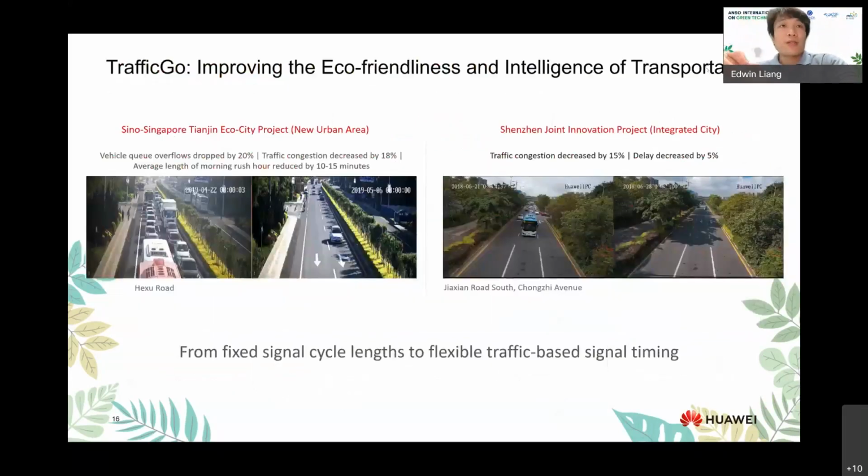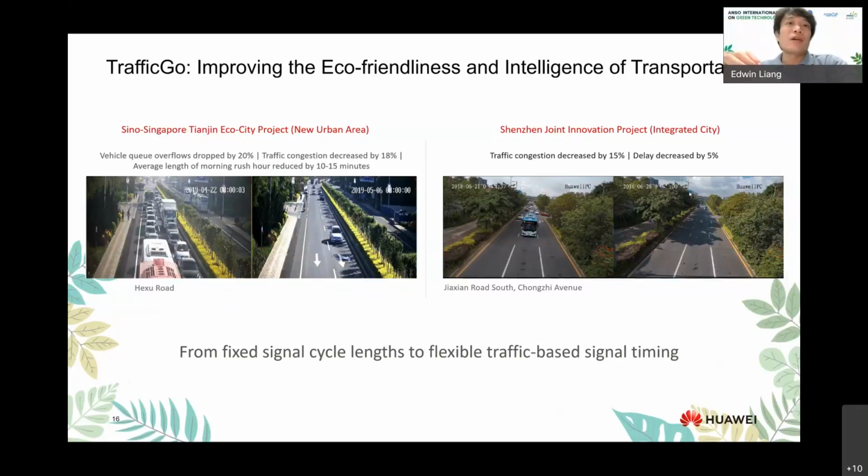The first one is the traffic goal. By improving the eco-friendliness and intelligence of transportation, we are able to not only monitor real-time traffic congestion, but also control the traffic lights based on the real-time traffic situation. And by doing this, we will be able to save more than 3 million car minutes every year. You can imagine how much carbon dioxide we will be able to reduce.